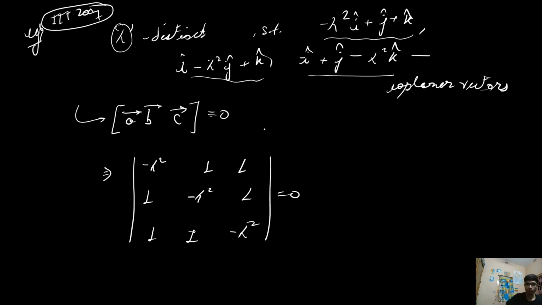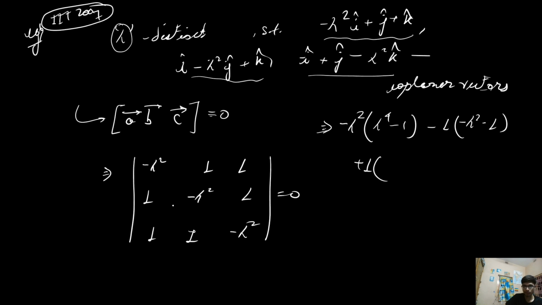ठीक है, so if you solve this by some elementary row transformation, or if you directly expand this particular determinant along the first row, then you will get the result as lambda to the power 4 minus 1 times of this is minus lambda square minus 1. Okay, and this particular result will be plus 1 times 1 minus lambda square, that is plus lambda square, and this will be equal to 0.